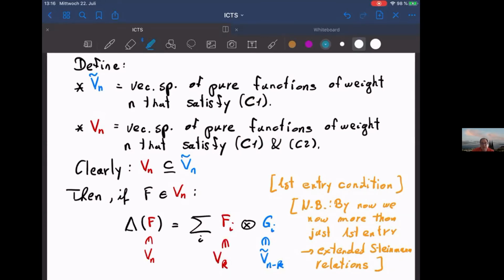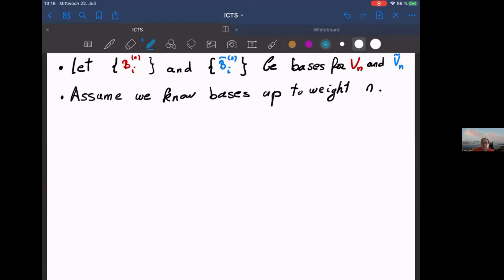And you can use that to actually construct these functions, because if you know a set of functions with the correct behavior so that you can satisfy unitarity, you can use it to construct a basis of functions at the next weight. I should mention here, I only talk about unitarity and the first entry condition. There's a bit more. There are what are called Steinmann relations. I'm not going there. You can go to the literature and check that. So here it is just a bit more. I can imagine that if you have a basis of your space Vn, B is a basis for that space at weight n.